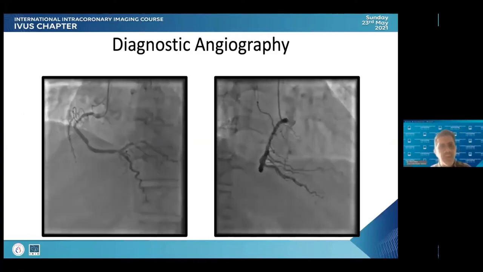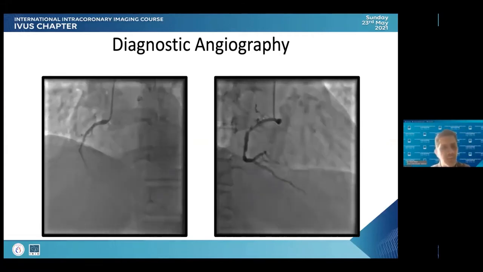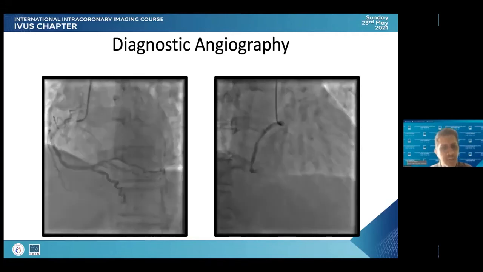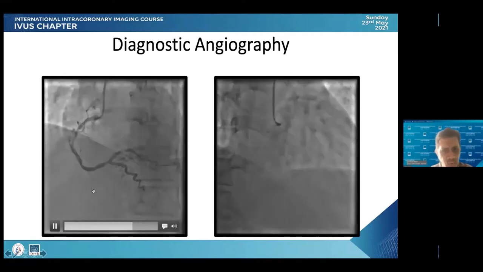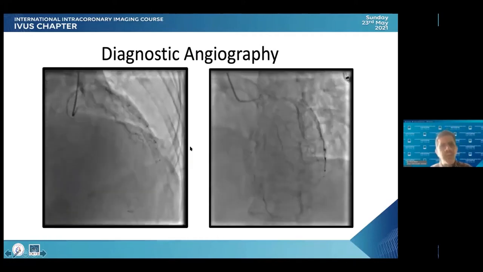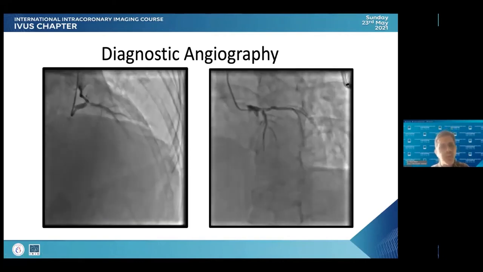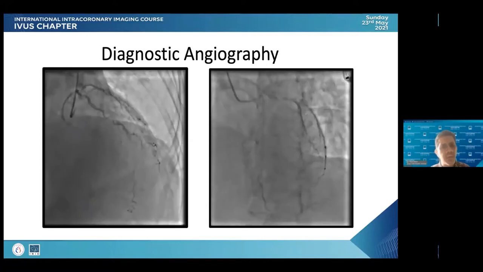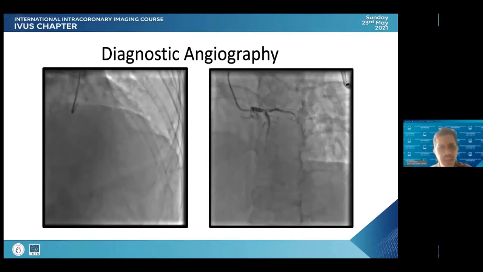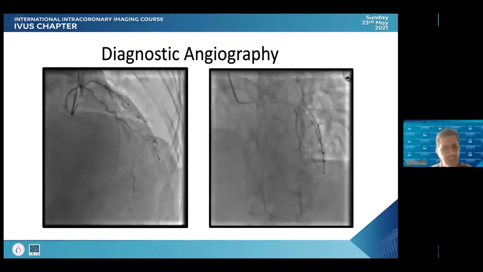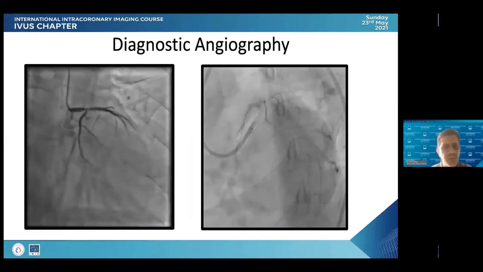So this is the diagnostic angio. You can see here there is a moderate disease of the mid RCA, and there is significant disease at the posterior lateral. This is the left coronary disease. You can appreciate a very severe distal left main involving the circumflex and the LAD. Sluggish flow at the LAD. This is another view of the left coronary.